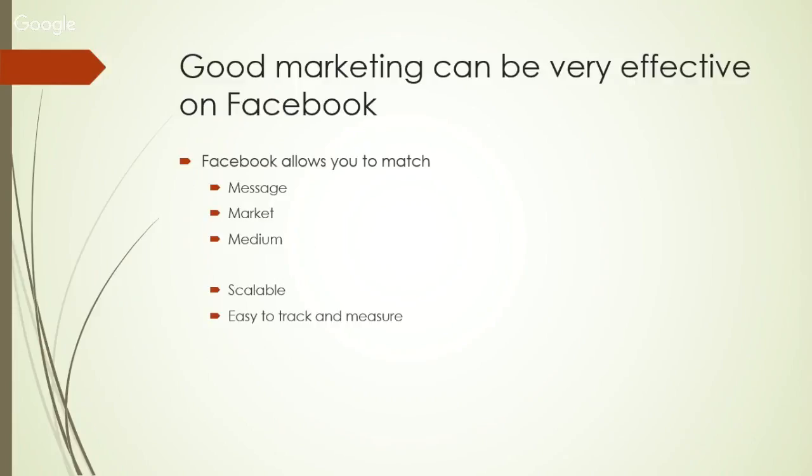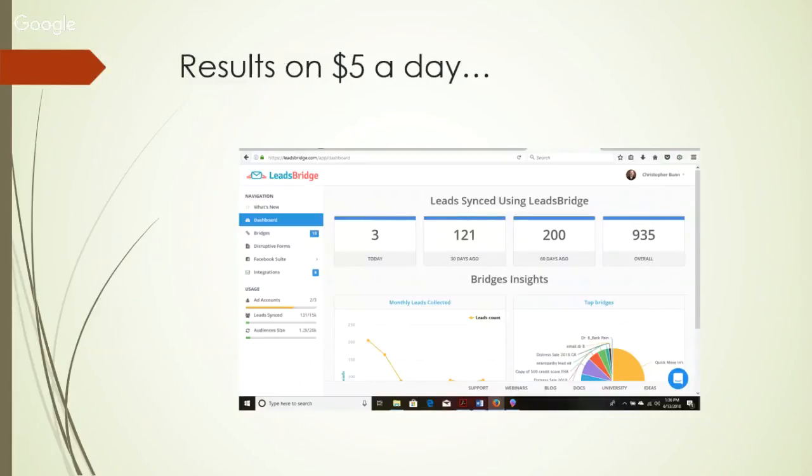Here's some typical results that I've been able to accomplish with this. And again, I'm going to show you exactly how to do this in our program, exactly how to get these sorts of results on just $5 a day. So this is a typical day. This was June 13th, 2018. You can see on $5 a day, this is my third-party sync that I'm going to introduce you to down the road. We got 3 leads that day on $5.